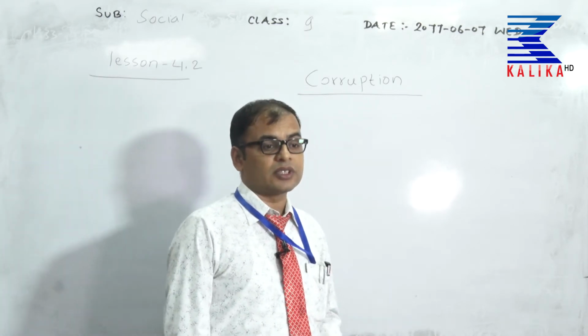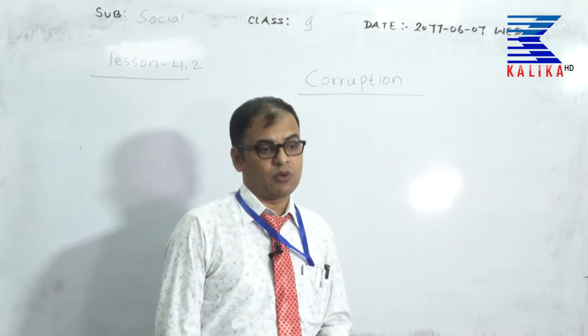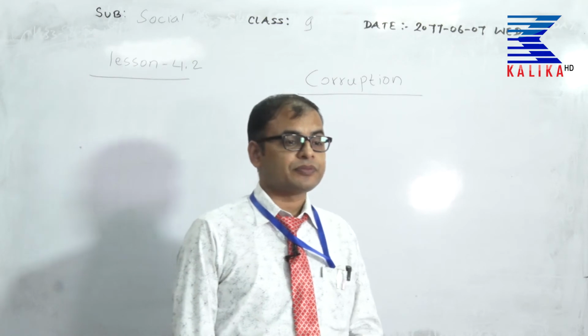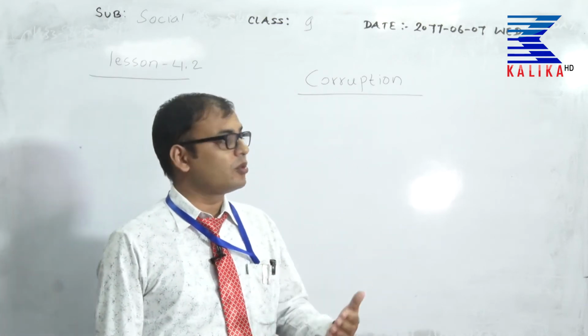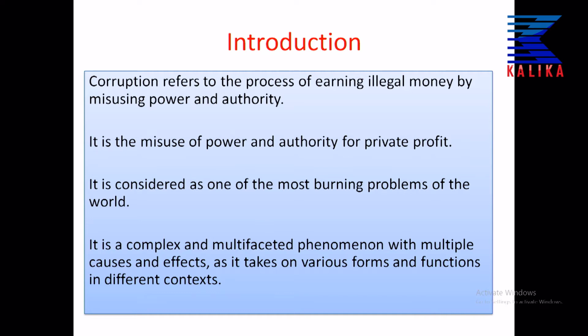I think you all students are very familiar with the term corruption. Simply, corruption is the misuse of power for personal gain, or we can say, if the person who is in power misuses the power for his personal benefit, that is called corruption. I have brought here some definitions you can see in the slide. Corruption refers to the process of earning illegal money by misusing power and authority. Or we can also say corruption is the misuse of power and authority for private gain or private profit.